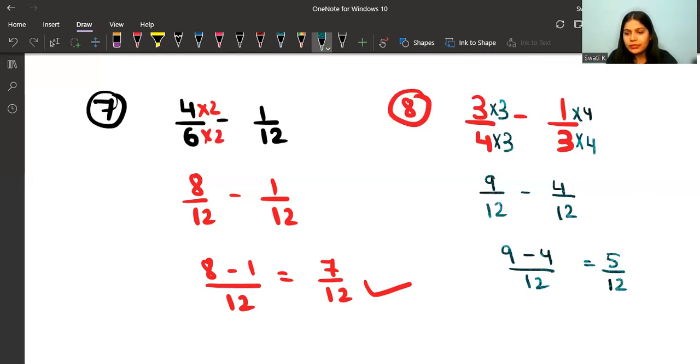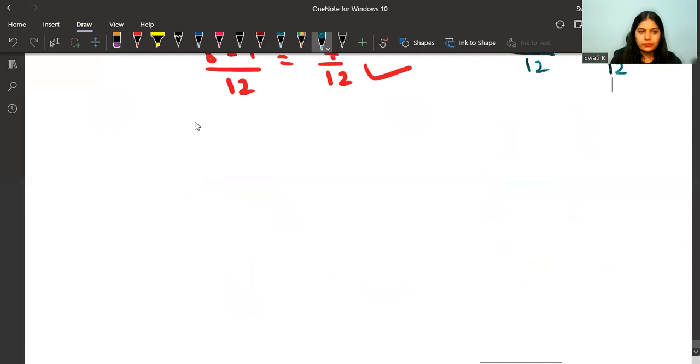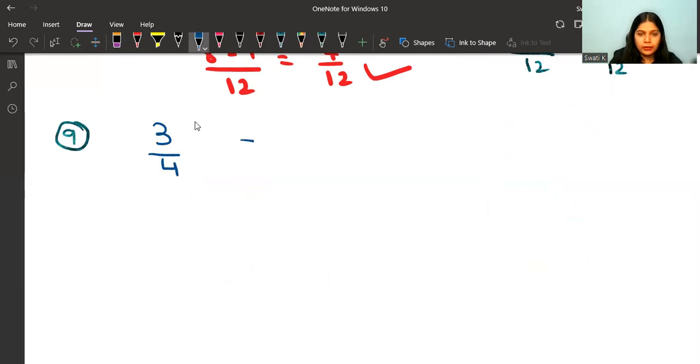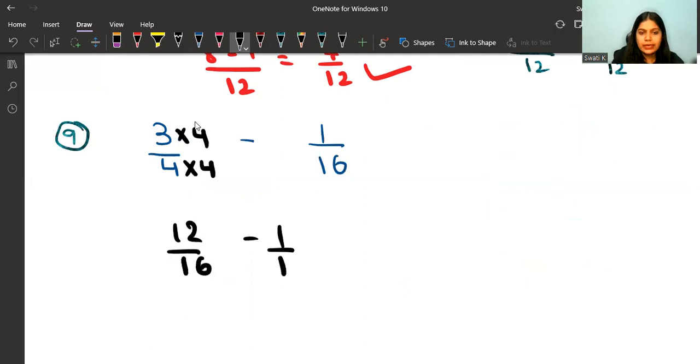I'll just do 10 questions here. Okay, so this is the second last question. It is 3 by 4 minus 1 by 16. So what I'll do here, I'll multiply this by 4 and this by 4. So this will become 12 over 16 and this is 1 by 16 as it is. Now simply 12 minus 1 is 11. 11 over 16 is the answer.